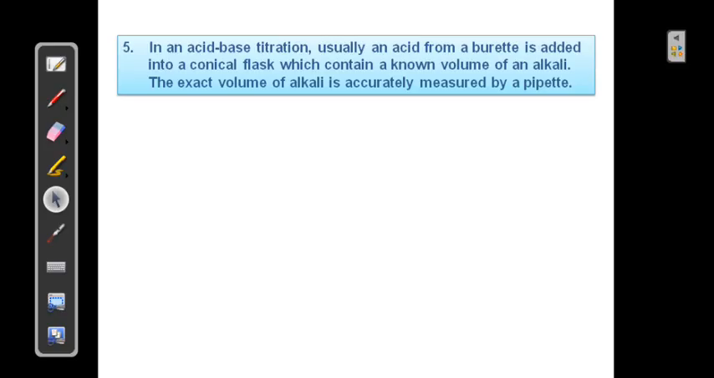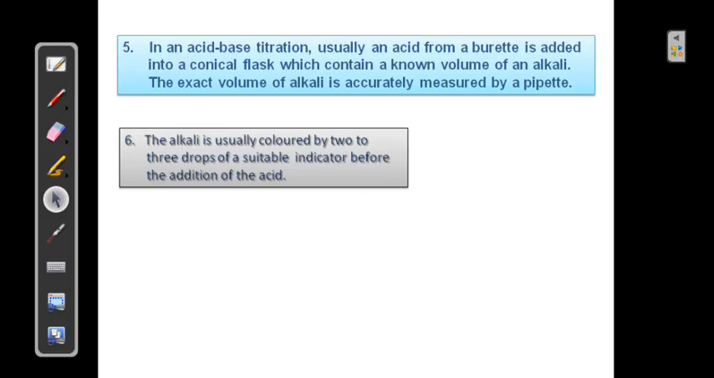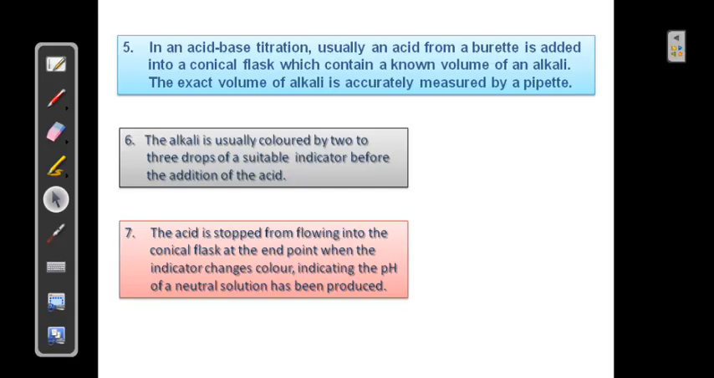The exact volume of alkali is accurately measured by a pipette. The alkali is usually colored by 2 to 3 drops of a suitable indicator before the addition of the acid. So make sure you do that first. Then the acid is stopped from flowing into the conical flask at the end point.